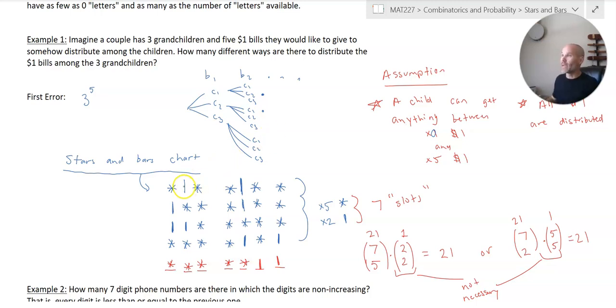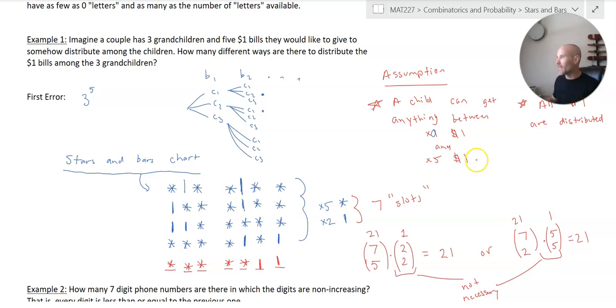We approached this by representing each of those 5 $1 bills that needed to be given out as a star, and then we separated how many stars a child got from another child by using a bar to separate them. And this is what's known as a stars and bars chart. So very simple chart. It can also be applied to zeros and ones. We could think about stars as being zeros and bars as being ones, or vice versa, but bars kind of look like ones.